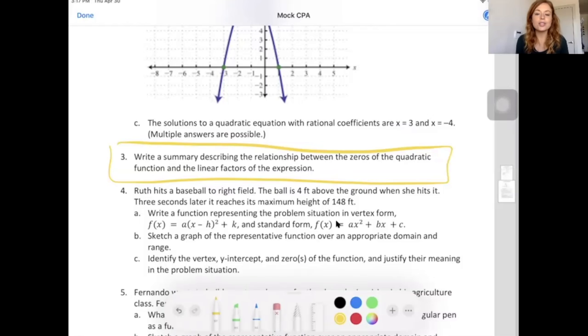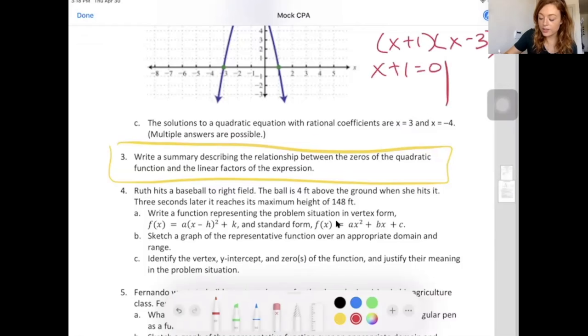So all this is asking you to explain is that the zeros, the solutions, okay, the x-intercepts, so kind of like what we saw in problem C, these are the same thing, or they can be written as linear factors. So it's kind of like when we applied the zero product property. Whenever we would take the two factors, like if we had something in factored form, we could take each of those and set them equal to 0 to be able to find the solutions. Okay, hopefully you remember doing that.